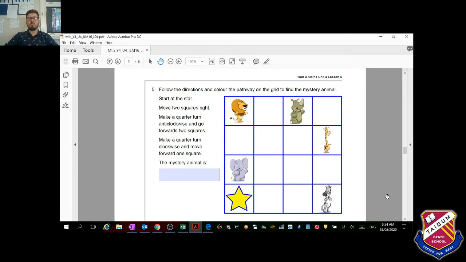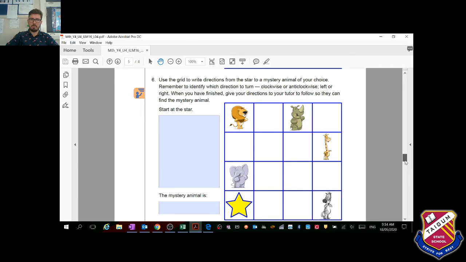I want you to say out loud what your mystery animal is. Did you say giraffe? Very good. So you would have gone boom, boom. Make sure you trace it on the sheet as well. Probably should have mentioned that.